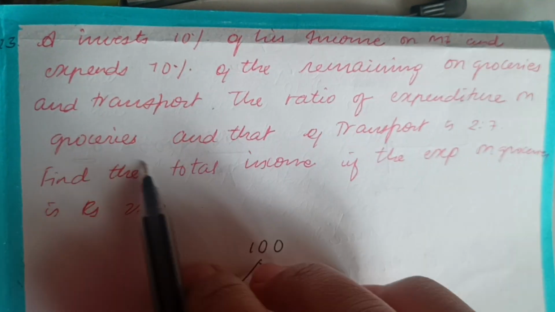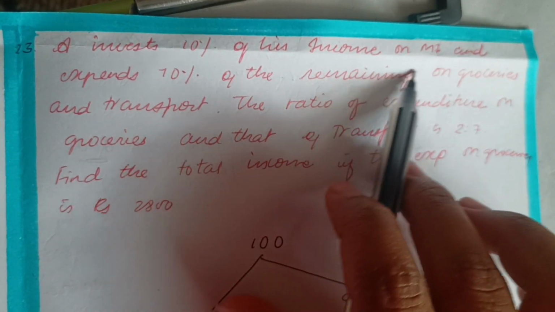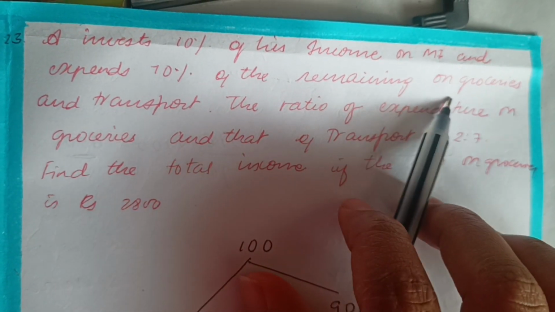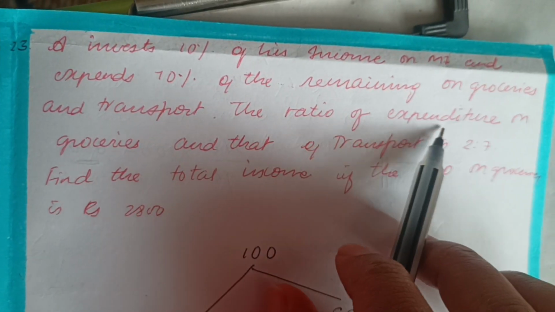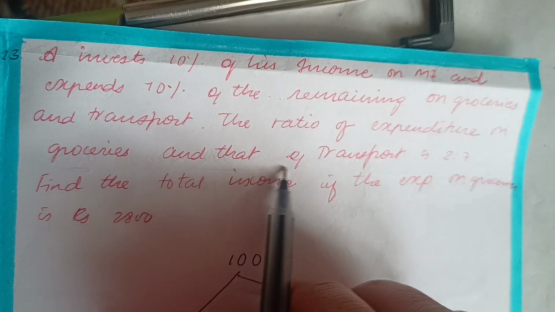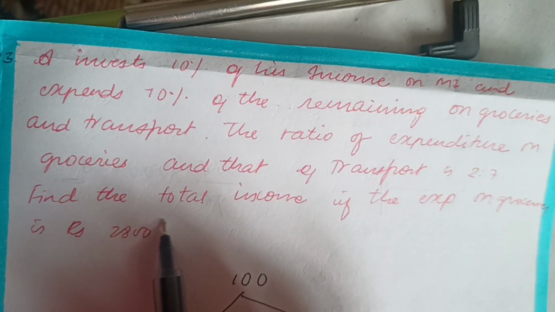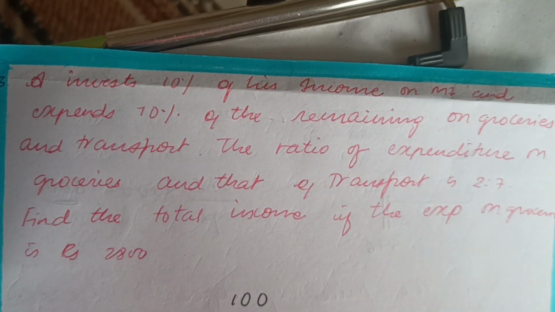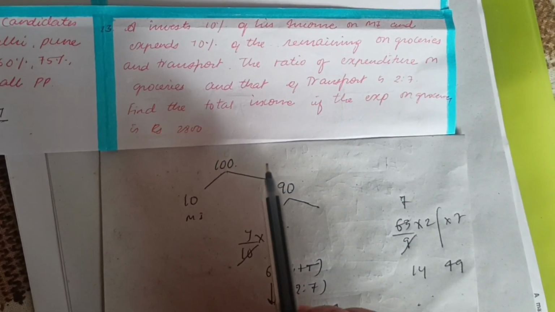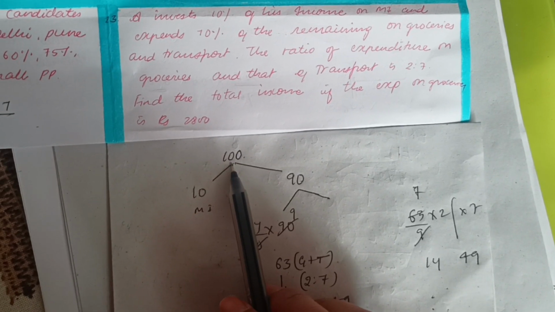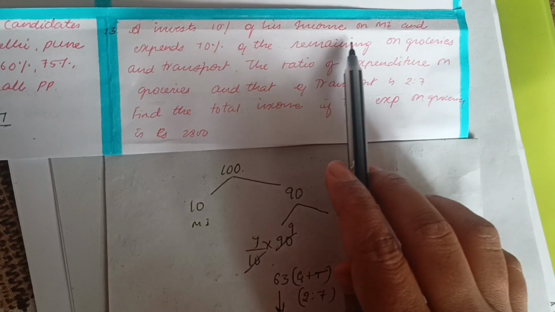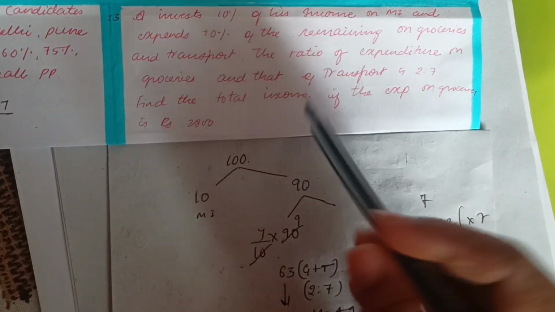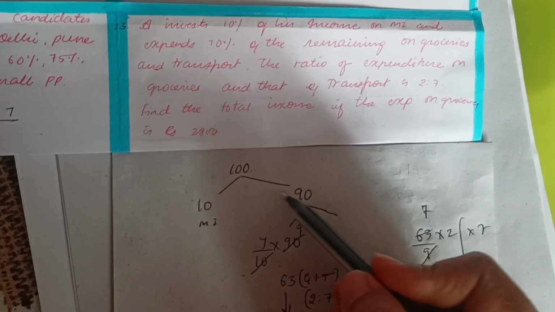The next question. A invests 10% of his income in a mutual fund and spends 70% of the remaining on groceries and transport. The ratio of the expenditure on groceries to that of transport is 2:7. Find the total income if the expenditure on groceries is 2800. According to the question, let's assume the income is 100. A spends 10% on mutual funds, and the remaining will be 90.